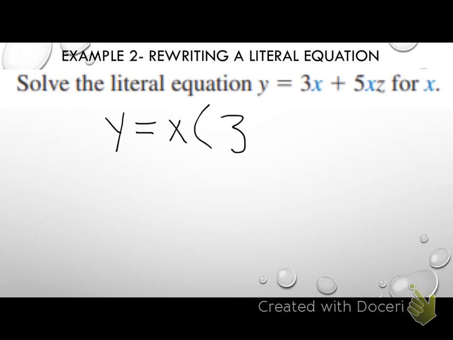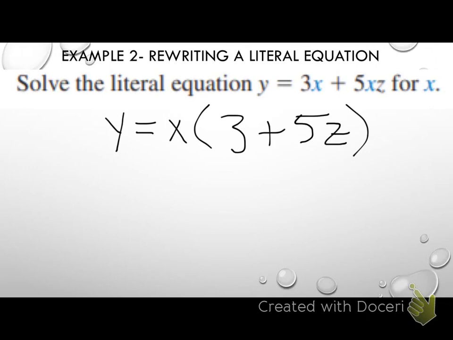And then X times what would give me 5XZ? 5Z. Does everyone see that? Now, if I distribute that X back through, I would get back to my original problem. Does that make sense? Now, I just have one X out here by itself. It's not split between two different terms, is it?